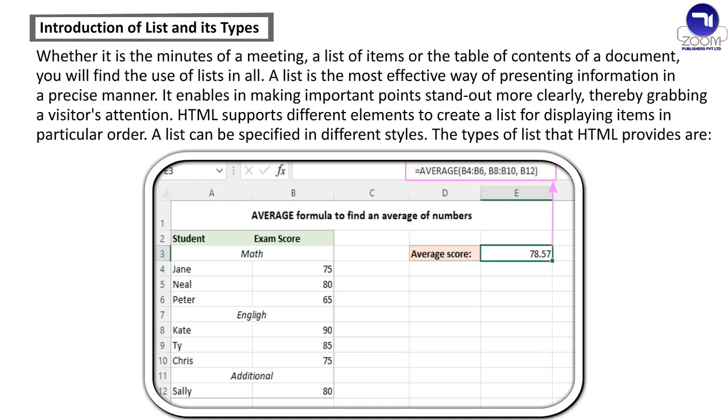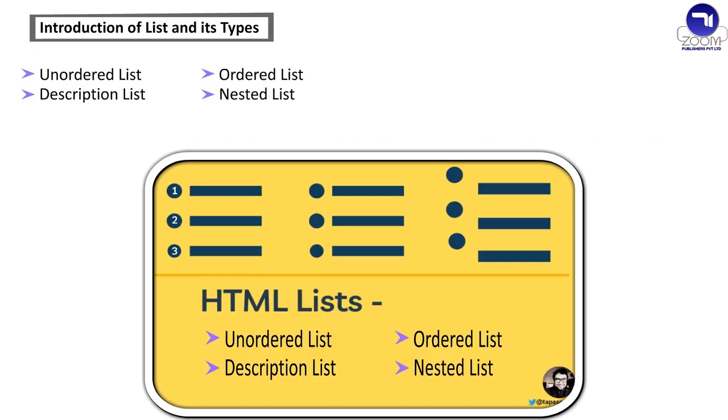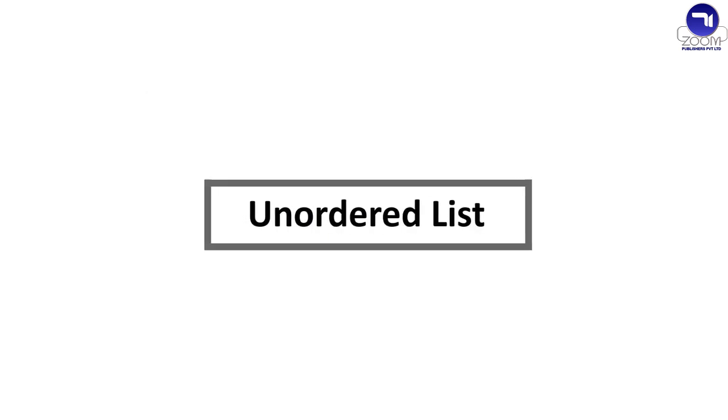HTML supports different elements to create a list for displaying items in a particular order. A list can be specified in different styles. The types of list that HTML provides are: unordered list, ordered list, description list, and nested list.